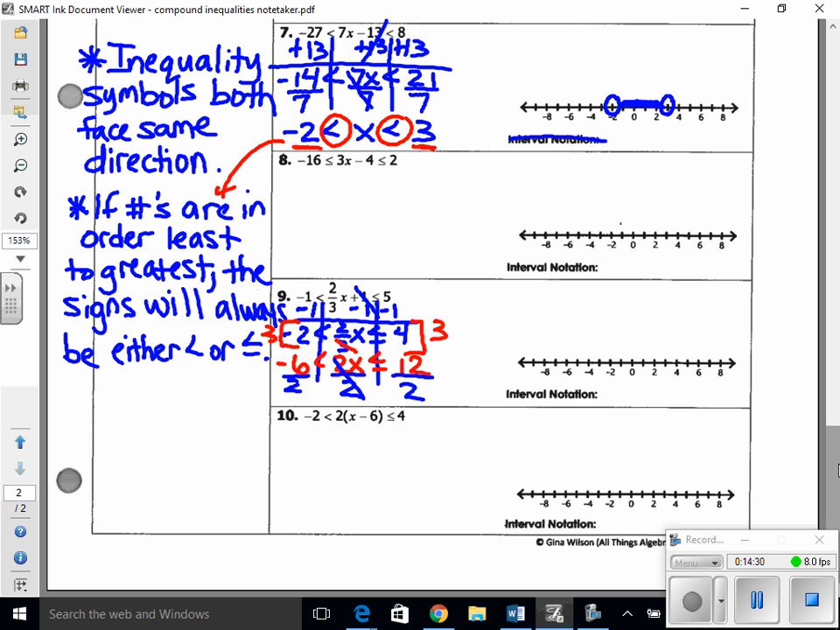Okay, so my answer is going to be written as negative 3 is less than x, which is less than or equal to positive 6. And if you notice, it's in order least to greatest, and they're both pointing to the left, just like I told you they would be in the hint.